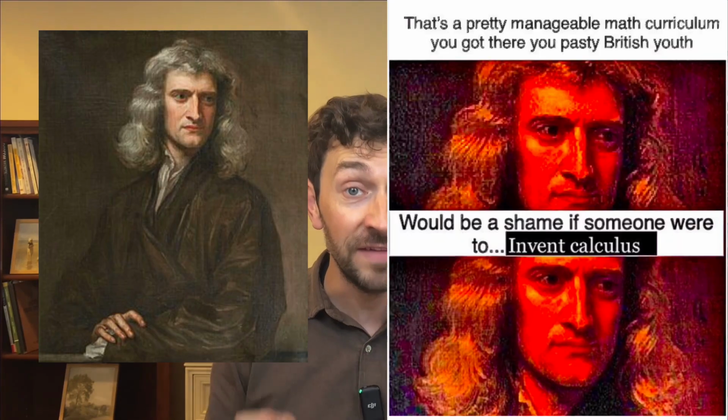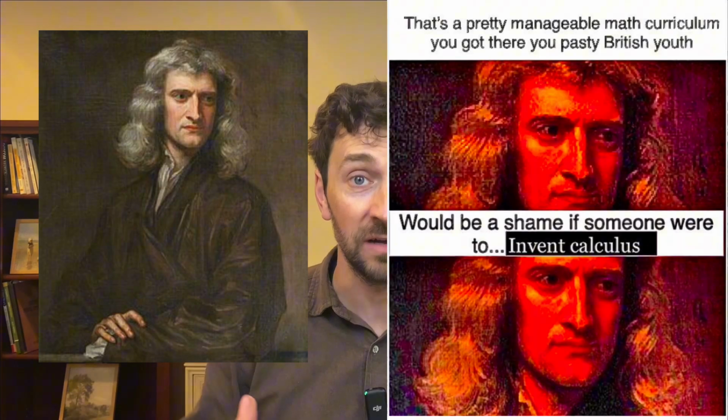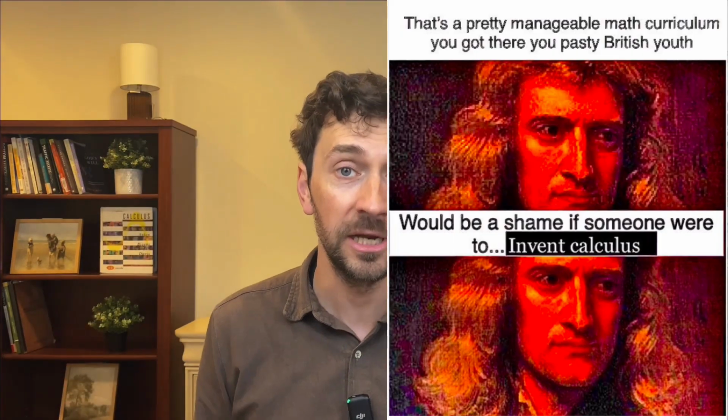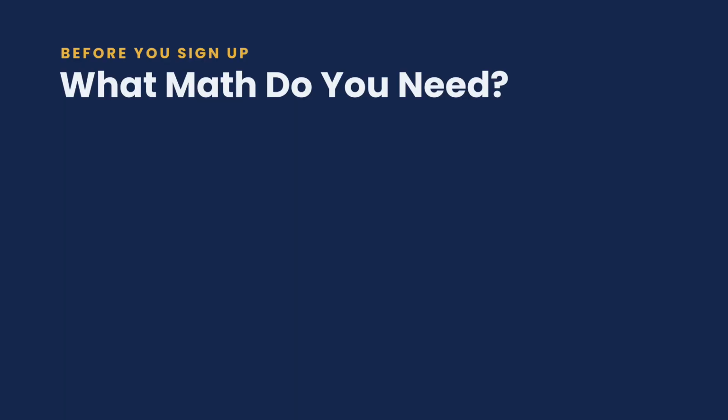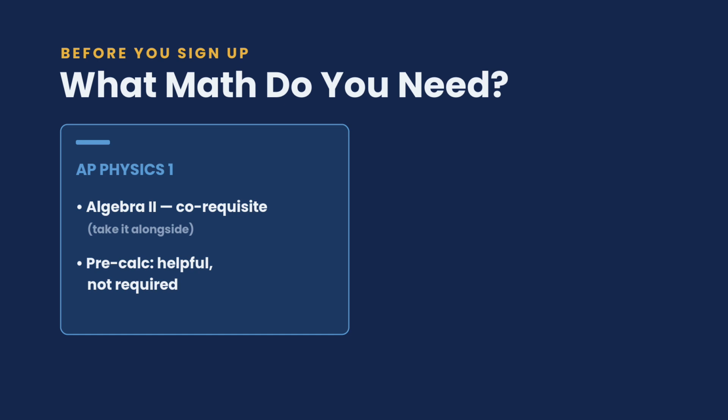So AP Physics C is using the tools of calculus that not all students might have. For example, Isaac Newton, one of the founders of mechanics, actually invented calculus to help himself do physics better. He was a pretty smart guy. We can actually understand the difference between these 2 courses by looking at the prereqs. For AP Physics 1, Algebra 2 is actually a co-req. You could be taking Algebra 2 while you're doing AP Physics 1, and that would be fine.